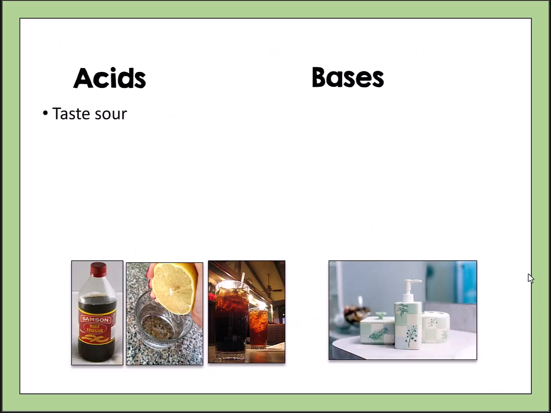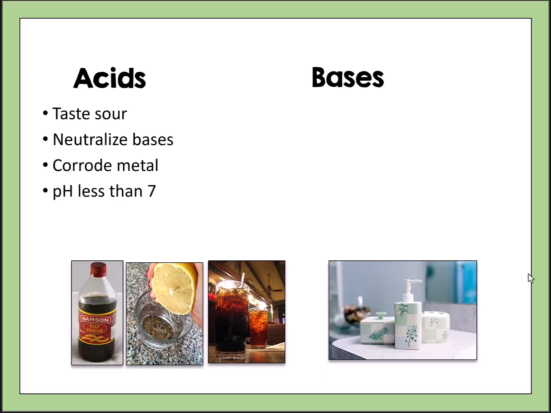Acids taste sour as a general category. They are able to neutralize bases. That means when an acid is mixed with a base, it brings the pH of the combined solution closer to neutral. They can be known to corrode metals by eating away at the metal itself. And they have a pH of less than 7 with a high concentration of hydrogen ions.